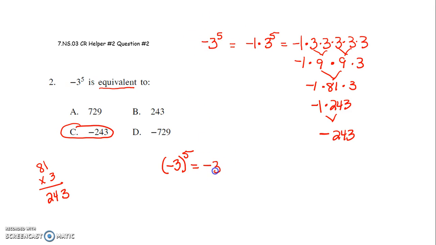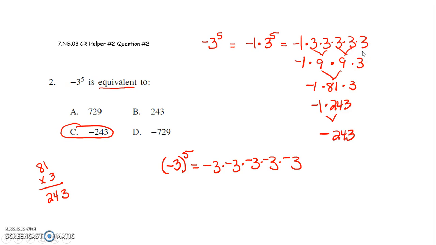It means -3 times itself 5 times. So -3 within parentheses to the 5th power means -3 times -3 times -3 times -3 times -3. And then -3 to the 5th without parentheses means only -1, and then 3 to the 5th: 3 times 3 times 3 times 3 times 3.